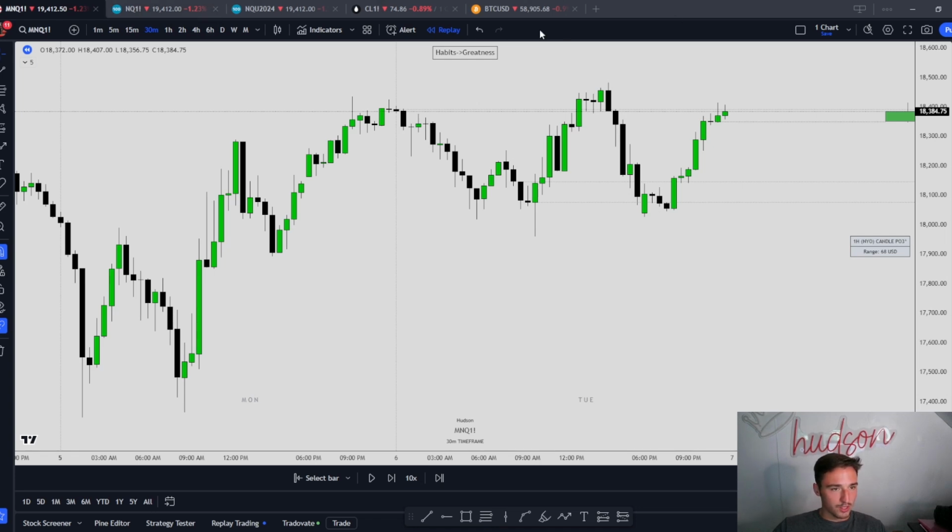I don't really like using hourly or 4-hour breakers. You can use them, but that's just my thing. I just don't like using anything over the 1 hour for bullish and bearish breakers, but you can obviously.